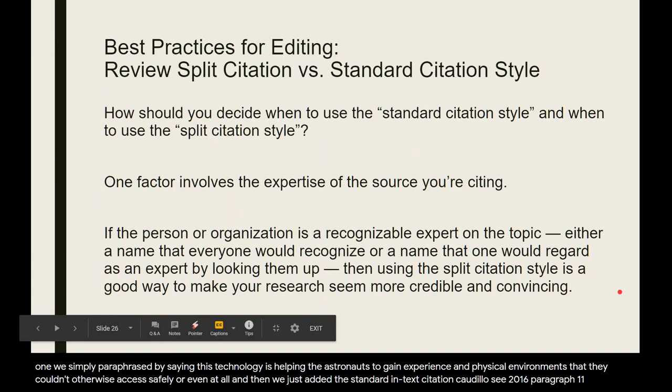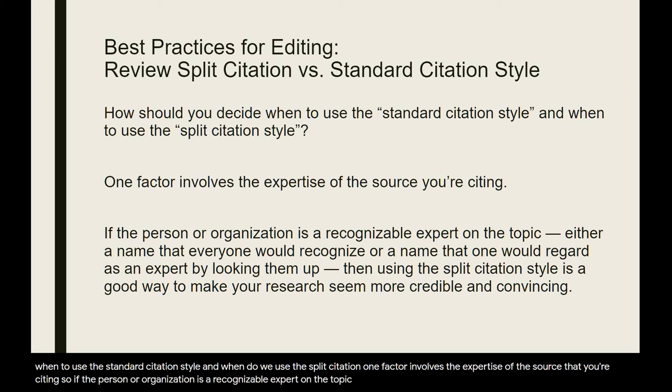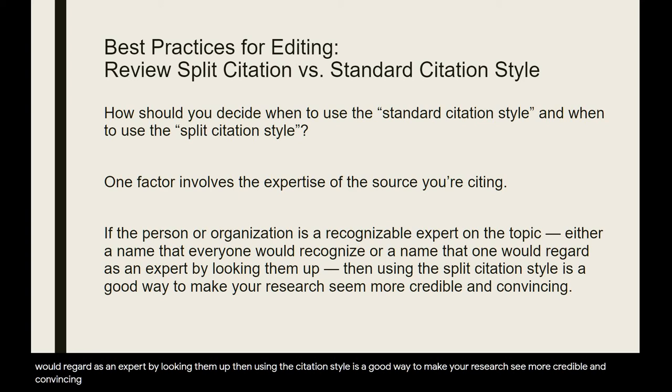So how do we decide when to use the standard citation style and when do we use the split citation? One factor involves the expertise of the source that you're citing. So if the person or organization is a recognizable expert on the topic, either a name that everyone would recognize or a name that one would regard as an expert by looking them up, then using the split citation style is a good way to make your research seem more credible and convincing. So for example, if you were quoting the World Health Organization, the split citation style would be great because most people recognize that the WHO is a credible source.